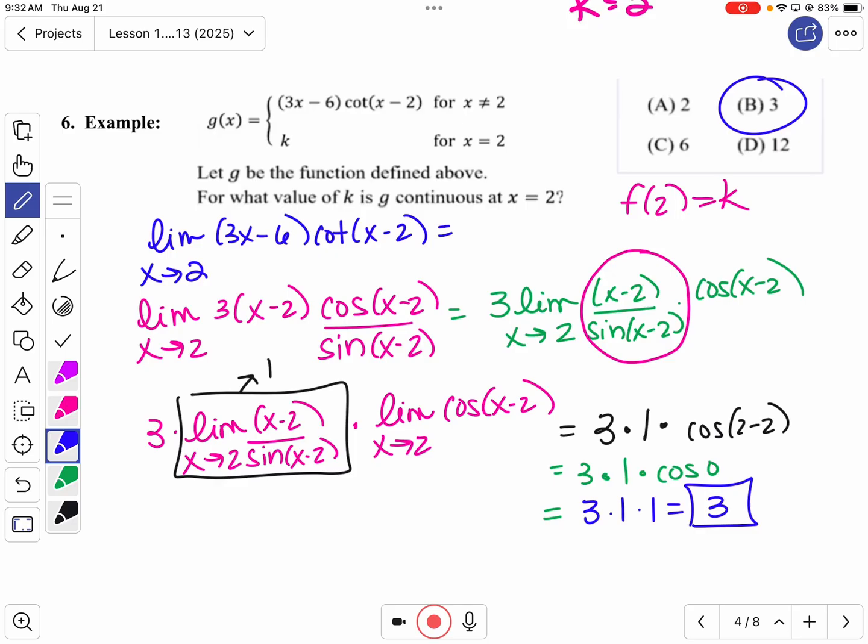All right, last thing I want to finish up with is continuity on an interval. We won't finish this whole thing. We'll do it tomorrow. But continuity on an interval.